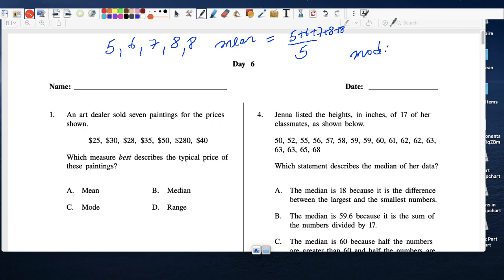Mode. Mode's the easiest one. You don't have to do anything. It's the one that shows up the most. So what's the mode here? 8. Now, if that 8 was gone, what would be the mode? Well, there'd be no mode because none of them show up more than the other. Median. Now, let me go back to mean.